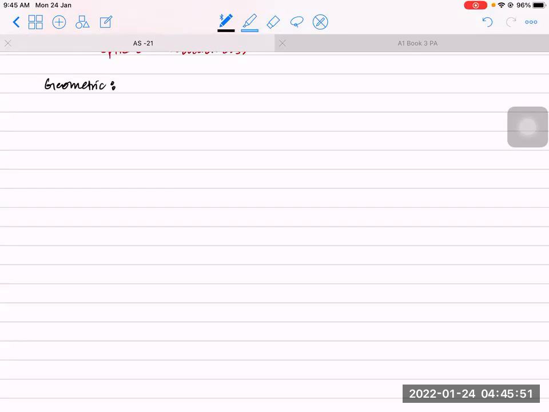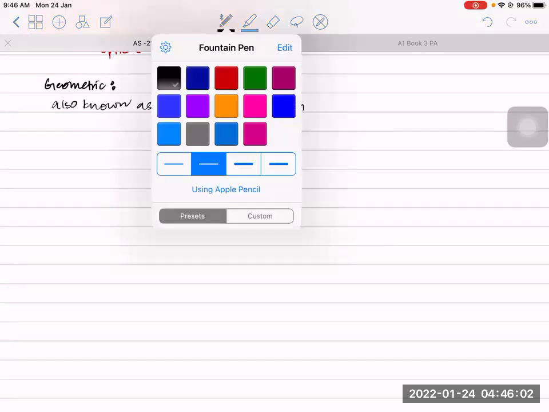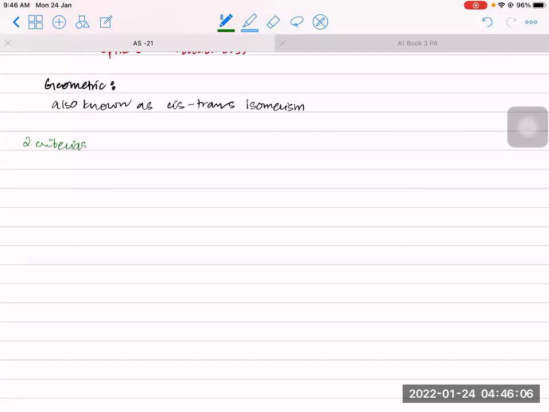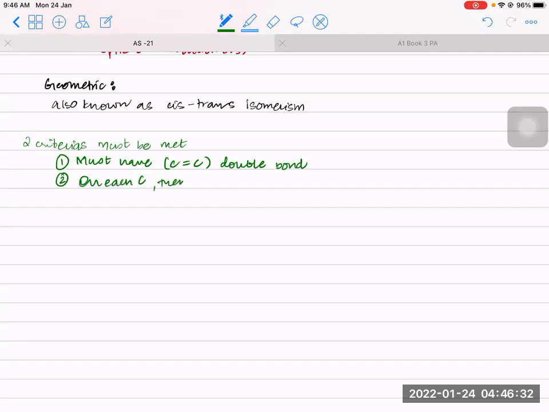This is also known as Cis Trans Isomerism. And how many criteria must be met? Two criteria must be met for this type of isomerism. The first is, you must have a carbon-carbon double bond. And the second criteria is, on each carbon, there must be two different atoms or groups of atoms.